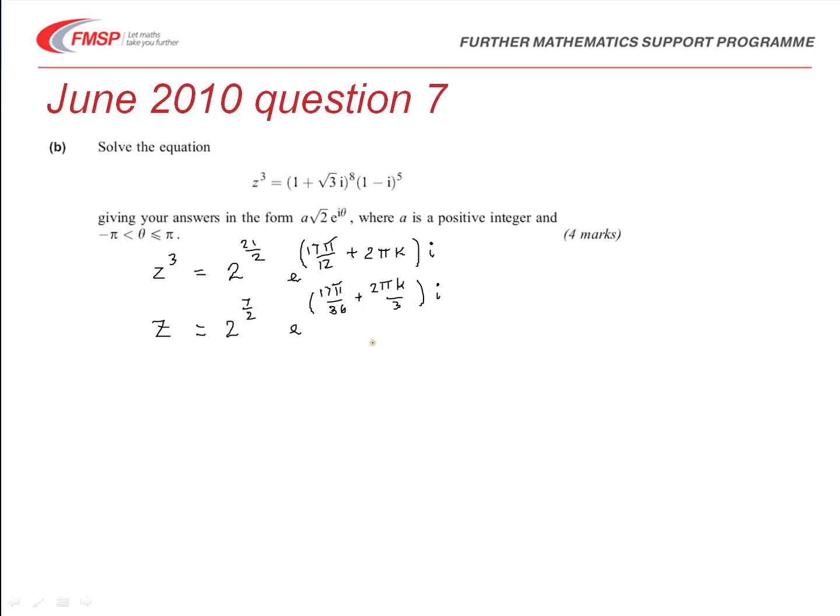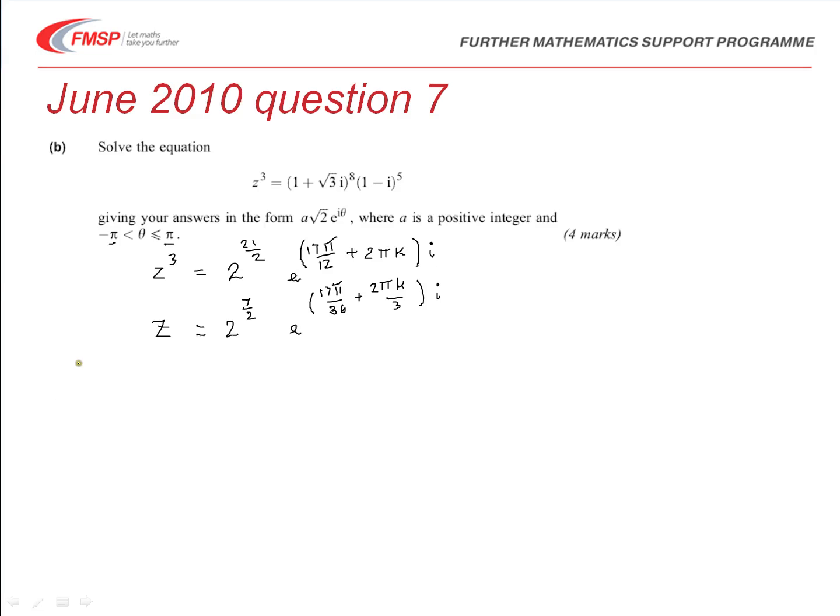Now, if we look carefully at what we were being told here about the form of the answer, we wanted some number a times root 2 e to the i theta, and the angle of theta is to be between negative pi and pi. So depending upon what value of k we put in, we will either get a value in that range or outside of it, as the case may be.